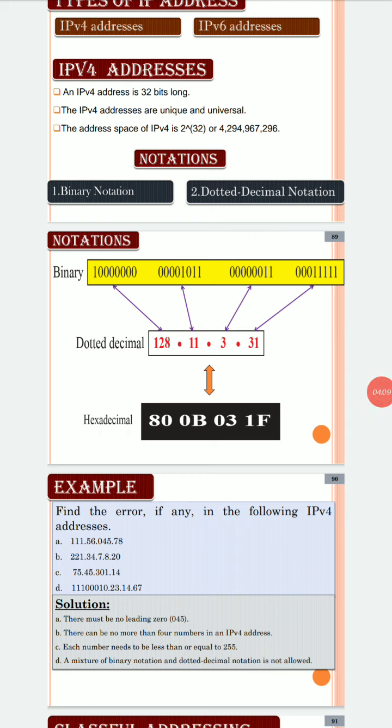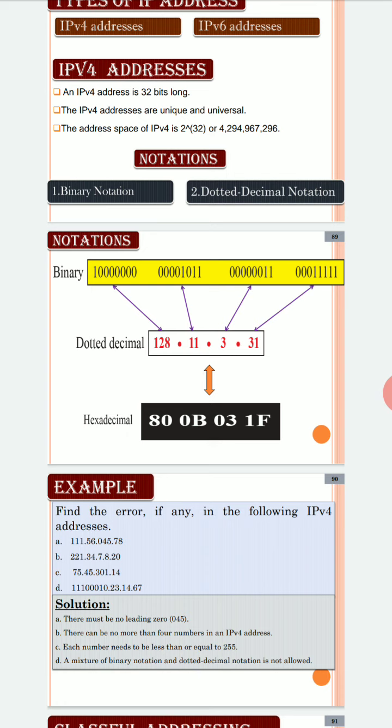For example, take the binary number 10000000, which in decimal is 128. Similarly, the second one, 00001011, is 11 in decimal. Similarly, the binary number 00000011 is 3. And the last one, 00011111, is 31, the equivalent of that in decimal. This is how we represent in dotted decimal notation.